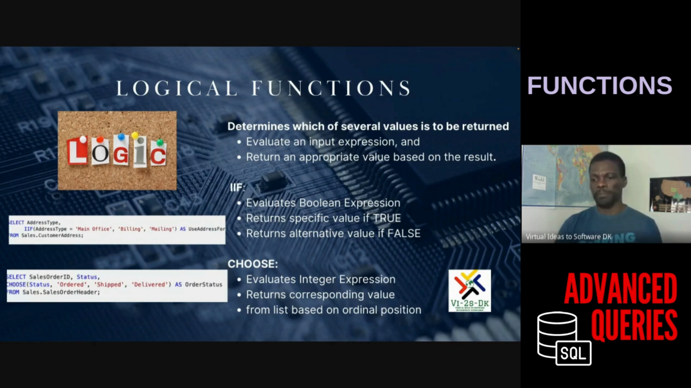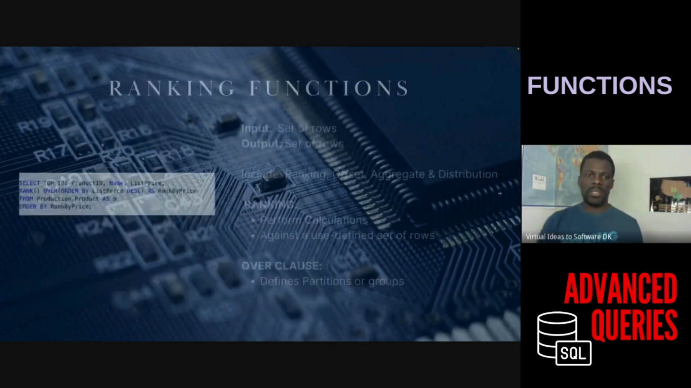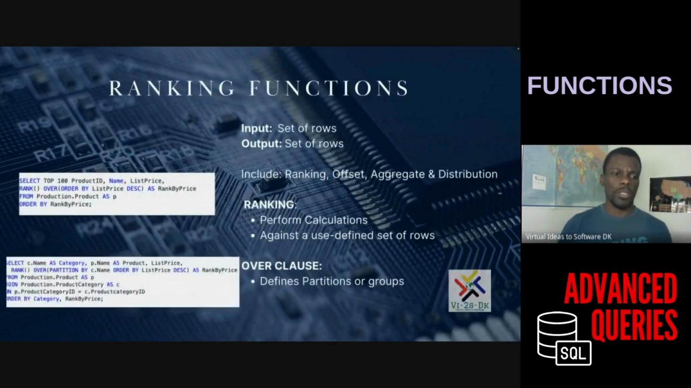All right, awesome. Let's proceed to the next type of function, ranking functions. Again, the input here is a set of rows. So for instance, we have list price. We're going to pass in the list price, and the output will also be a set of rows. And it's being used in many different cases. For instance, it's ranking offset. I think we looked at offset earlier. We'll also be using it in aggregates and distributions, which we'll probably not touch that much.